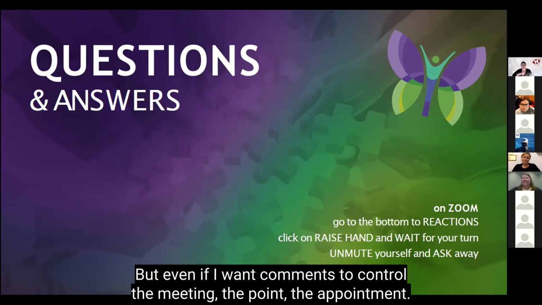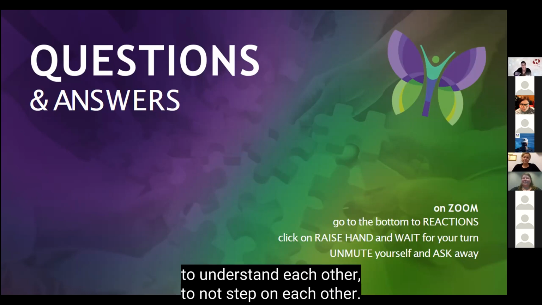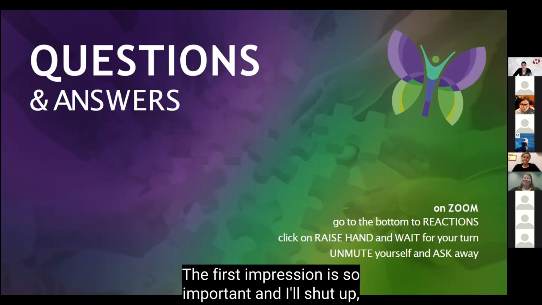But even if I want to control the meeting, the appointment, sometimes they don't like that. It seems like I'm overstepping. A nuisance, yeah. So this is always a balance. We have to meet 3 or 4 times to understand each other, to not step on each other. And sometimes we are not well, and we are not friendly. Exactly. And the first impression is so important. And I'll shut up. Sorry.